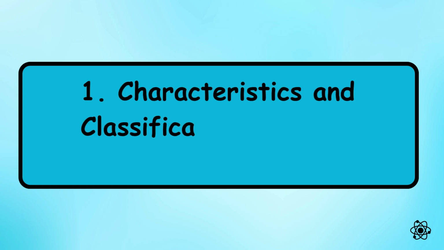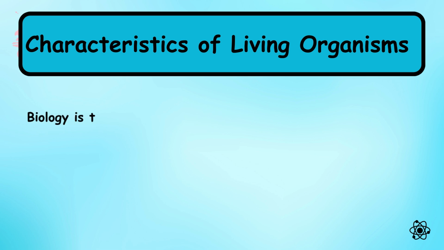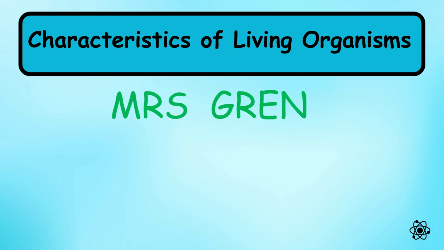This video summarizes topic 1, characteristics and classification of living organisms. Biology is the study of living things which are often called organisms. There are 7 characteristics that an organism must have in order to be recognized as a living thing. Mrs. Green is going to help us with this.